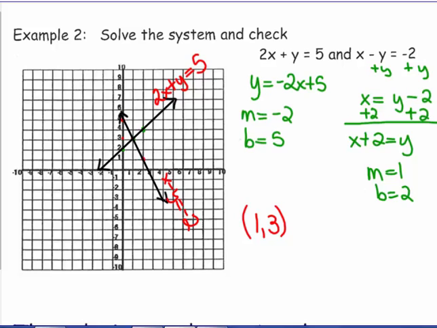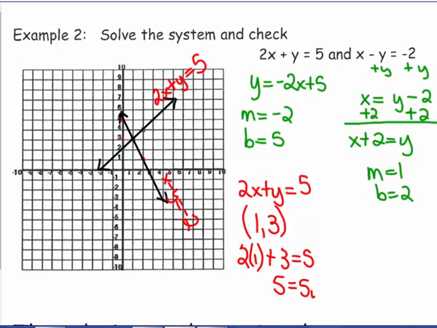So yes, you should check this. So I'm going to do the checks right here. The check for (1, 3). So 2x plus y, and you should check using the original given equation. So 2 times 1 plus y being 3. Does 5 equal 5? Yes, that's a true statement.